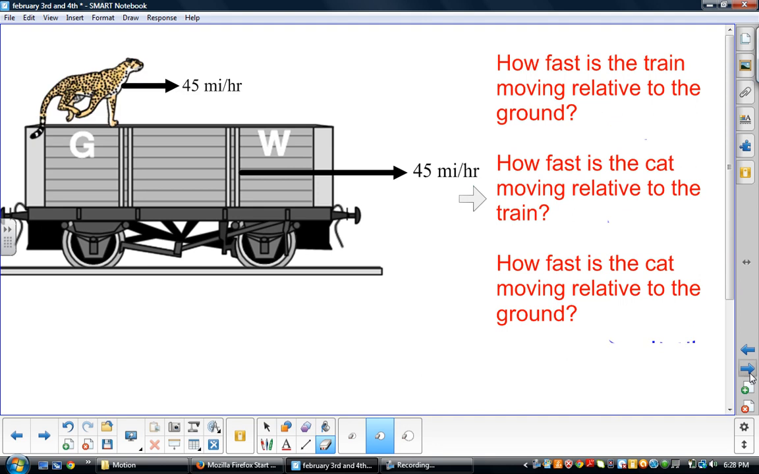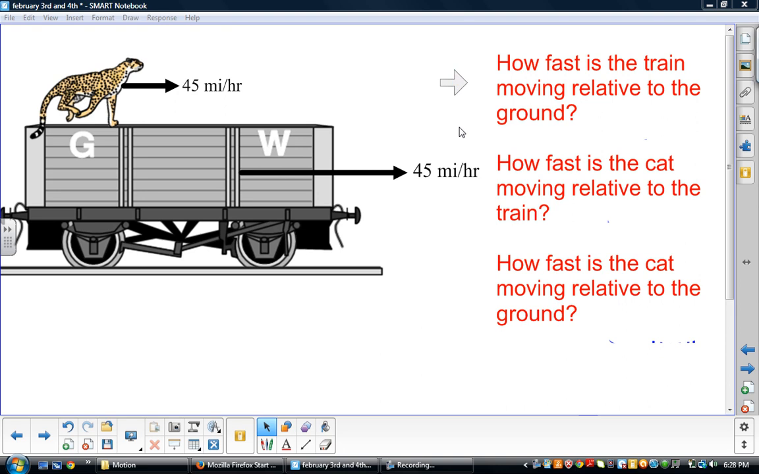Alright, now our cat is awake and he's jumped up and he is also running. So he's on the top of the train and he is running at 45 miles per hour. And the train is traveling at 45 miles per hour. Now, pretty quickly, the cat's going to run right off the top of the train. So we're talking about just a short period of time that the cat is running at 45 miles per hour on top of the train, which is also running 45 miles per hour.